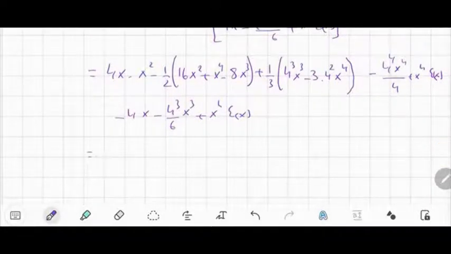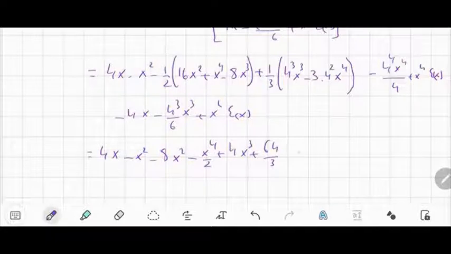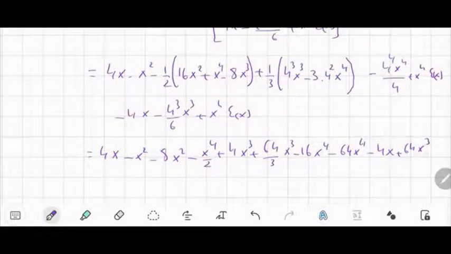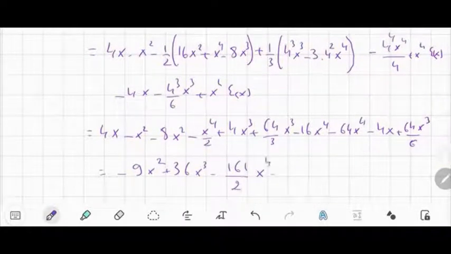So this is equal to 4x minus x² minus 8x² minus x⁴ over 2 plus 4x³ plus 64 over 3 x³ minus 16x⁴ minus 64x⁴ minus 4x and plus 64x³ over 6, which will be equal to minus 9x² plus 36x³ minus 161 over 2 x⁴ plus x⁴ epsilon of x. Of course, here we have always x⁴ epsilon of x as well.